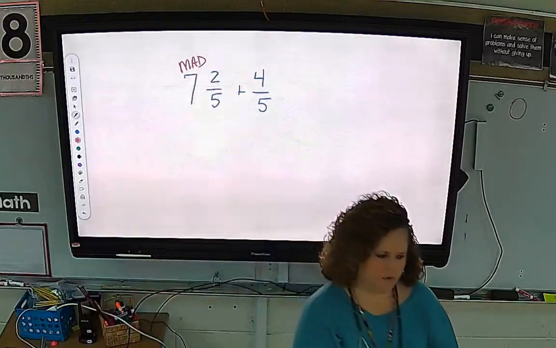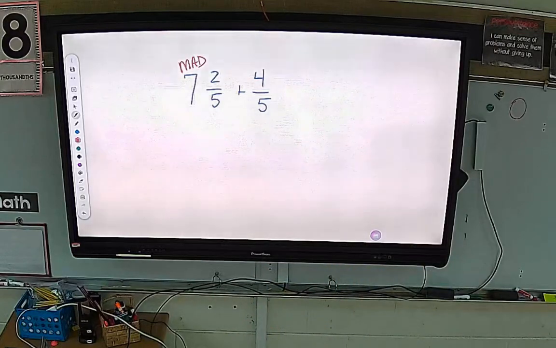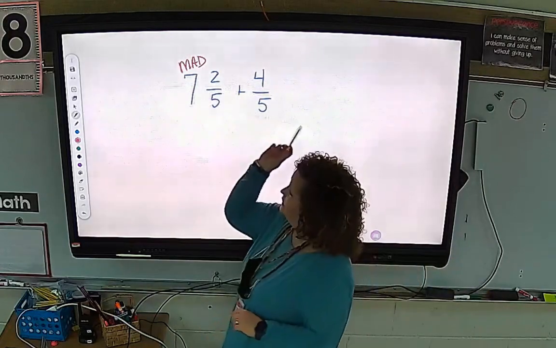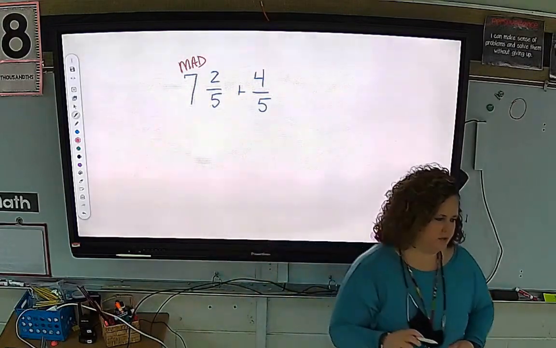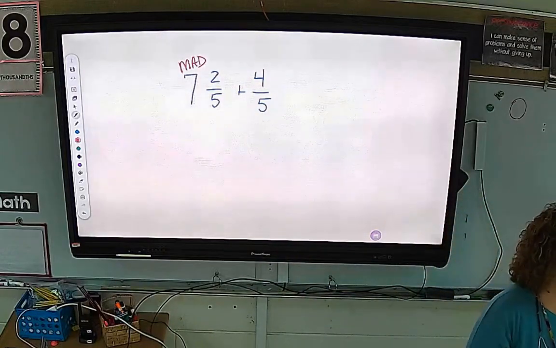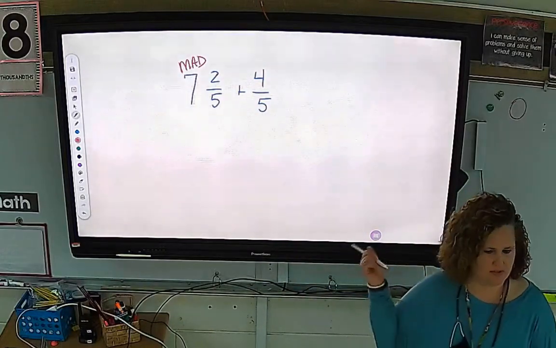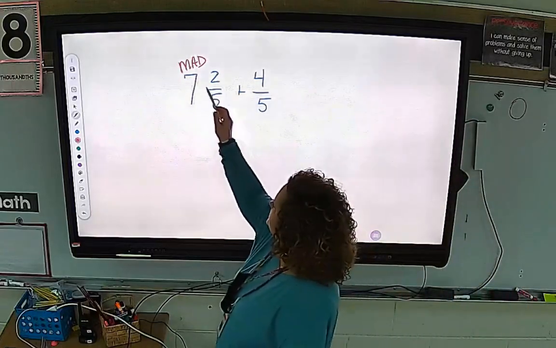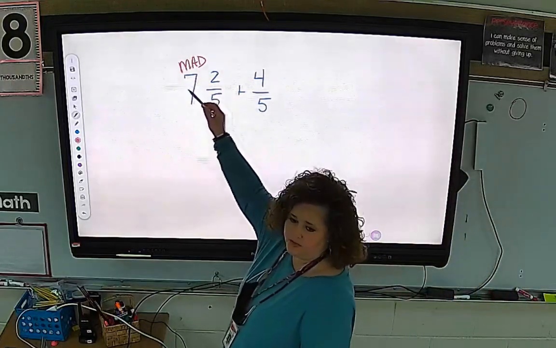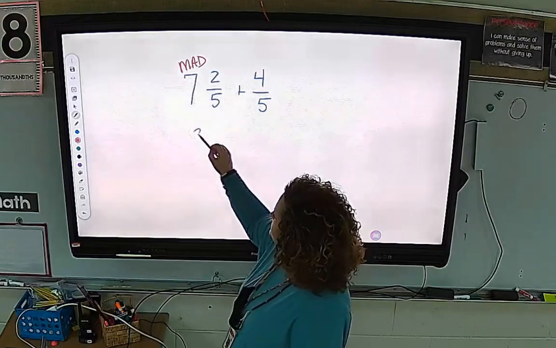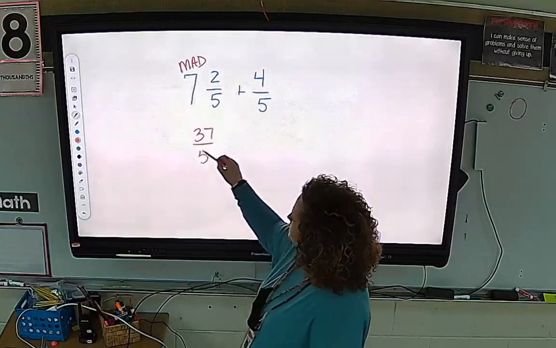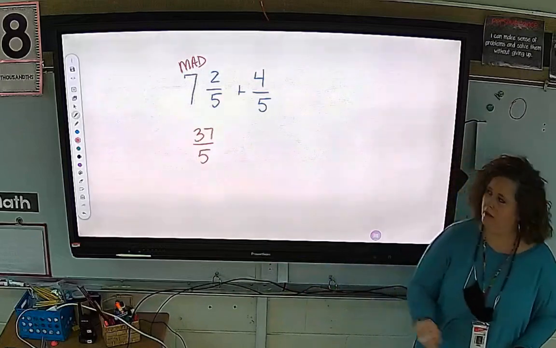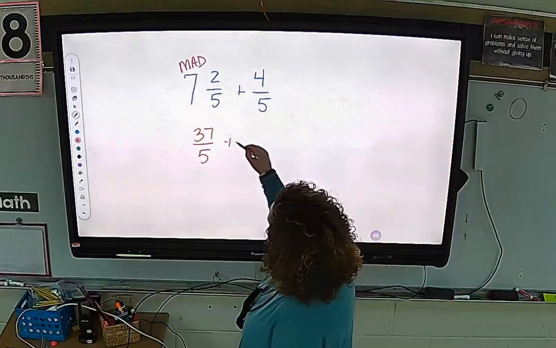Alright, we gotta make that mixed number mad. Okay. What does this turn into? If you did it the other way, you're going to have an answer that's off if you've forgotten the parts. So we're not doing it that way. We're going to change this first. Yeah. 37/5. This turns into 37/5 because 5 times 7 is 35 plus 2 more is 37. That's the very first thing you should have done. Then add the 4/5.